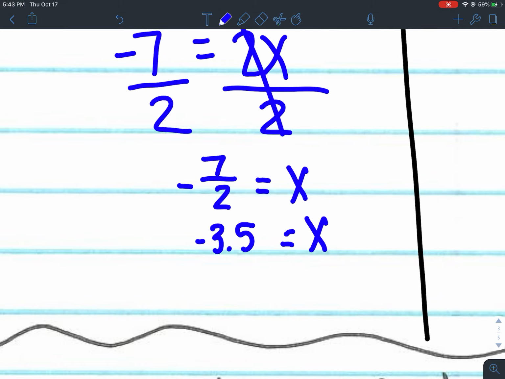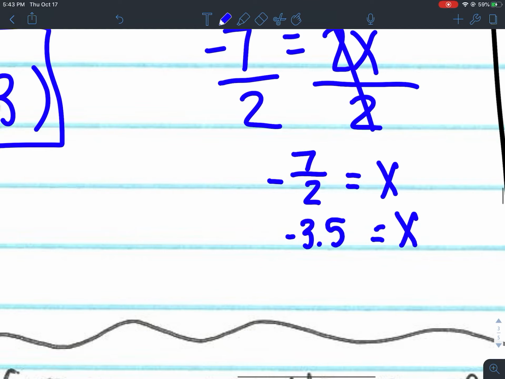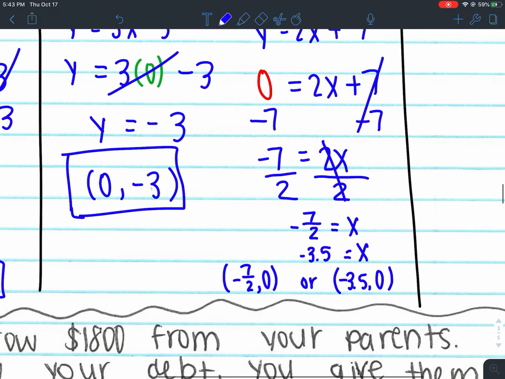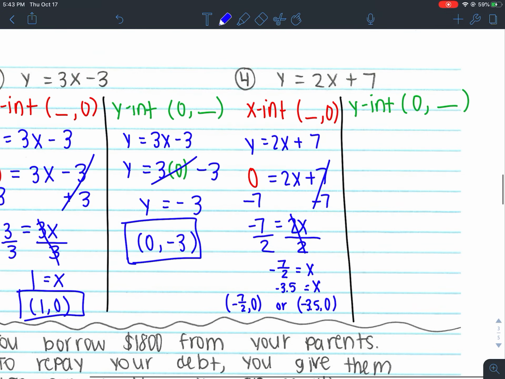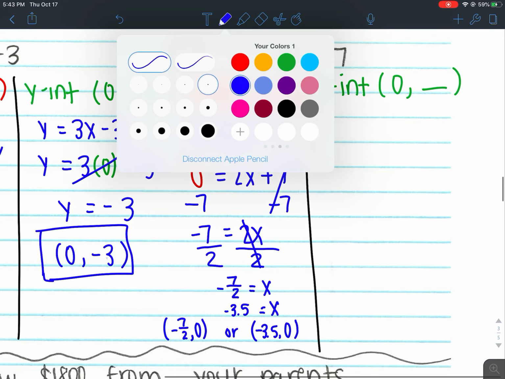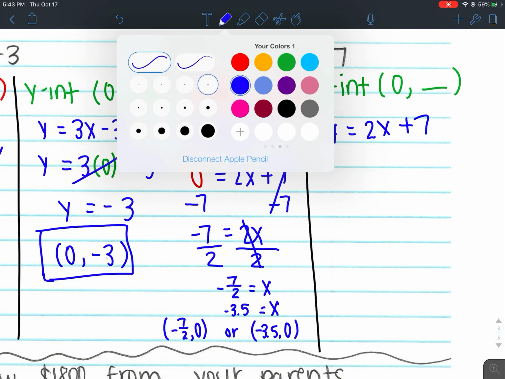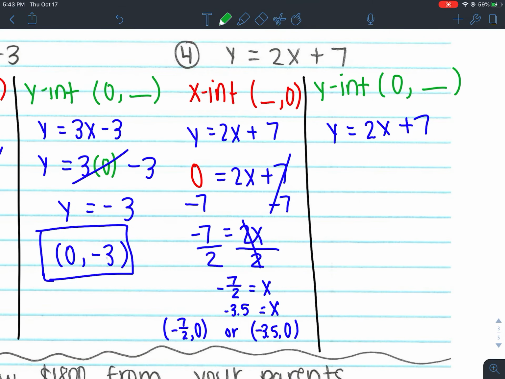The only time you're allowed to write a decimal is if it's a neat ending decimal. If it's a repeating decimal, you have to put a fraction. So your x-intercept could either be (negative 7 over 2, 0), or (negative 3.5, 0). So if you want to write it as a decimal or a fraction here, that is acceptable only because it's not repeating. On the other side, I have y equals 2x plus 7. I'm going to be plugging in a 0 for what? For the x value. So I know I'm going to plug in a 0 there.